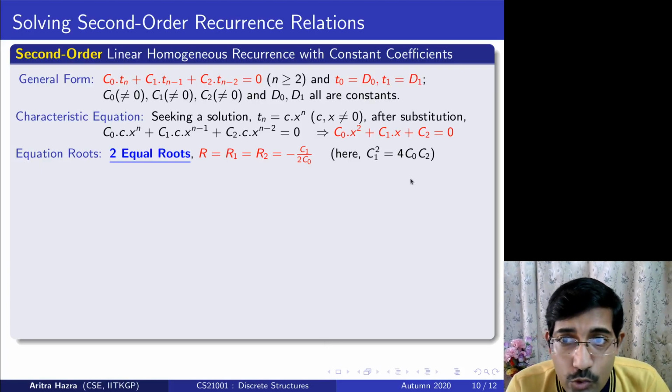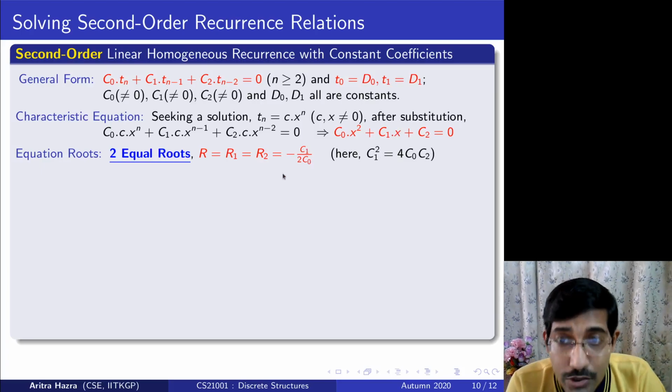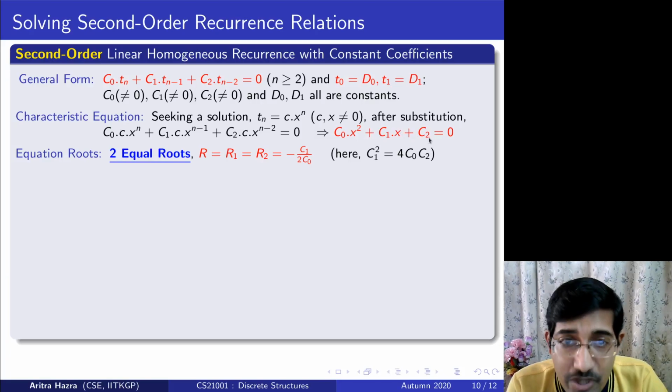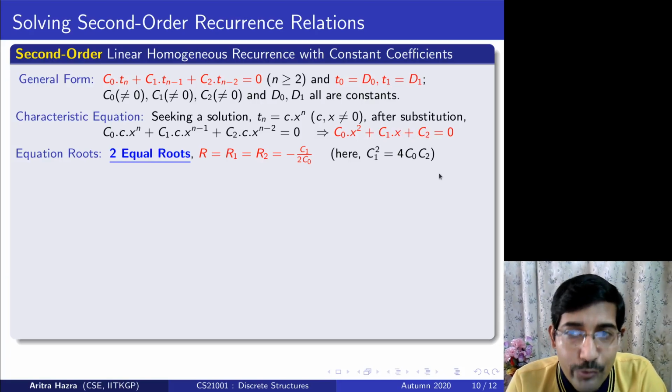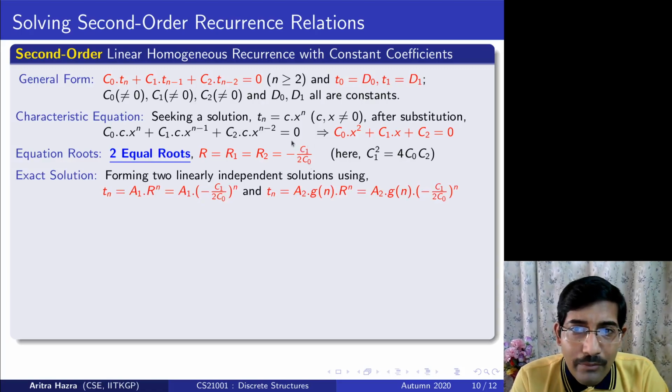So two roots are equal means your C1 squared equals 4 C0 C2. That's why through Sridharacharya's root solution formula, you get minus C1 by 2 C0 only. The other part vanishes. So this condition must hold when this characteristic equation gives you two equal roots. Now when you try to solve it, you get a problem because your two solutions are linearly dependent.